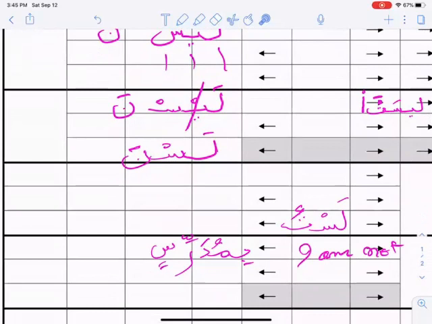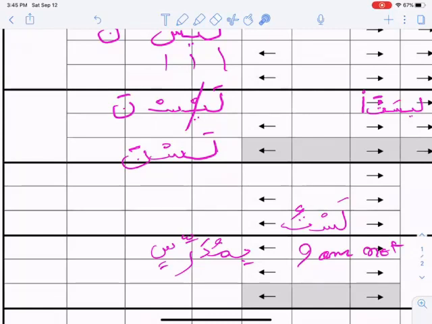Lasna, lasta, lastuma, lastum, lasti, lastuma, lastunna, lastu, lasna. Did you get me? Did I gamify you? Start with lasta, lastuma, lastum, lasti, lastuma, lastunna.